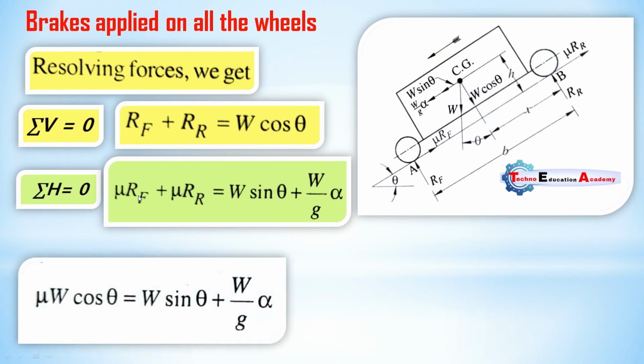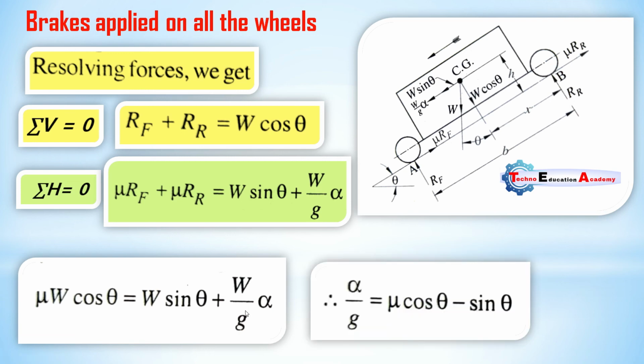Now we will put the value of Rf plus Rr in this equation. Here you can see that the mu term is common, and Rf plus Rr equals W cos theta. So mu into W cos theta equals W sin theta plus W by g alpha. Here you can see that the W term is common, so it cancels out from the left hand side and right hand side.